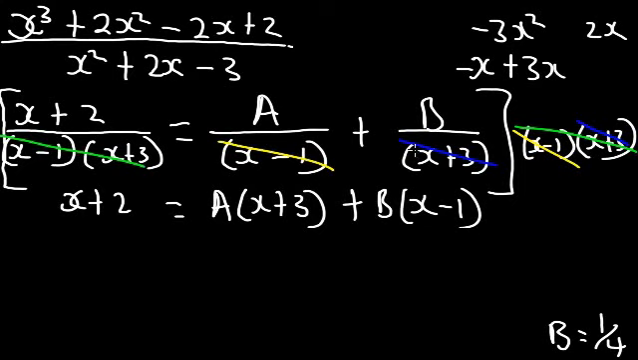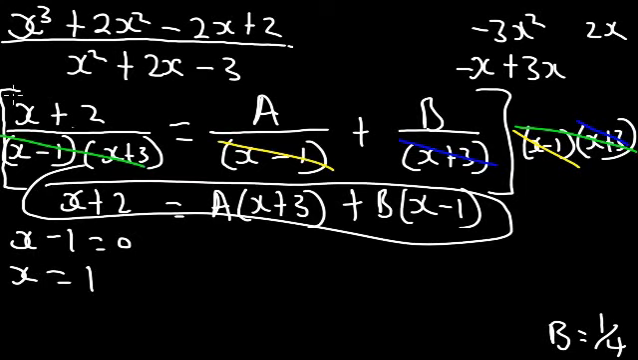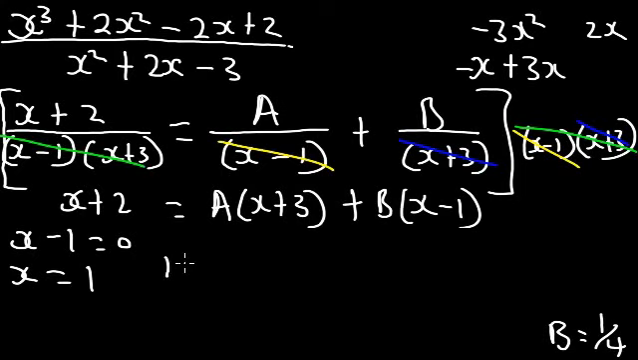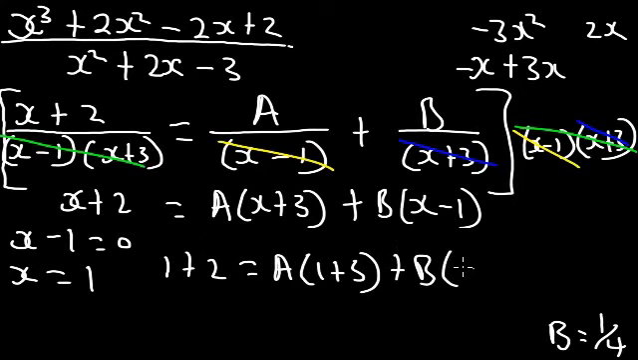To determine the value of a, we need to make the whole term associated with b to be 0. For it to be 0, x minus 1 has to be equal to 0 too, so x has to be equal to 1. So substituting 1 as x in this whole equation, we have 1 plus 2 equals a in a bracket of 1 plus 3, then plus b in a bracket of 1 minus 1. Now you can see that this becomes 0 at the end of the day.